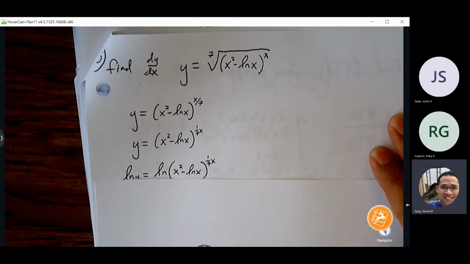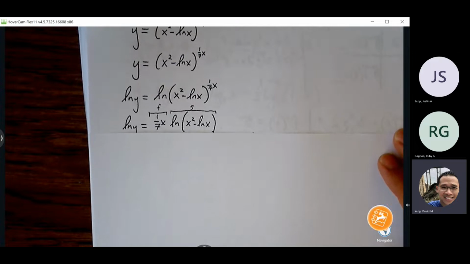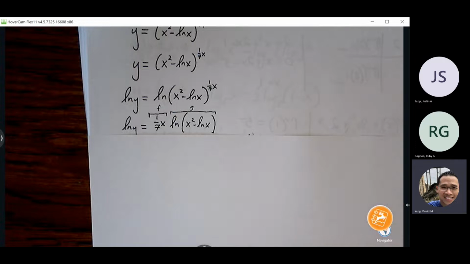Right. Are you supposed to move the 1/7? Yep, let's move it down. Oh, okay. And now, I forgot to move it out. Yeah, natural log first, and then move that down, and product rule should show up for you.